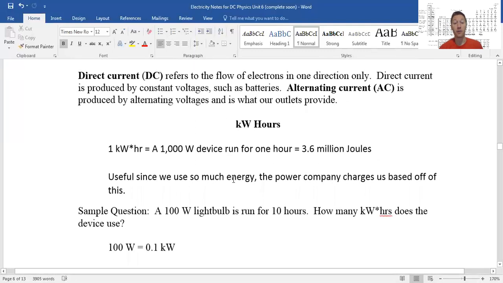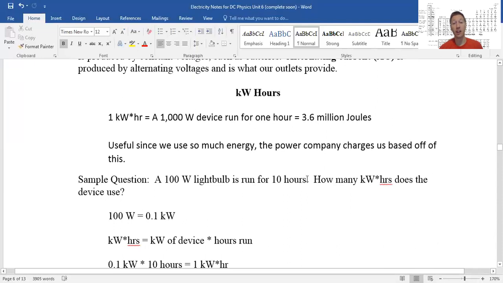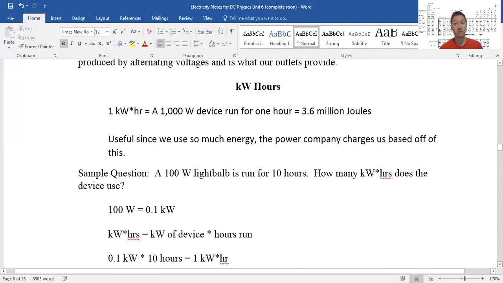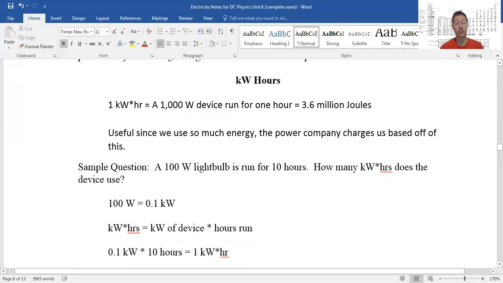All right, now a really important thing for you is the kilowatt hour, because the kilowatt hour is how you're going to be charged in the future when you actually own a house or you're paying rent and you've got to pay for your utilities. The kilowatt hour is a unit of energy that we charge people by, because people use a lot of energy.